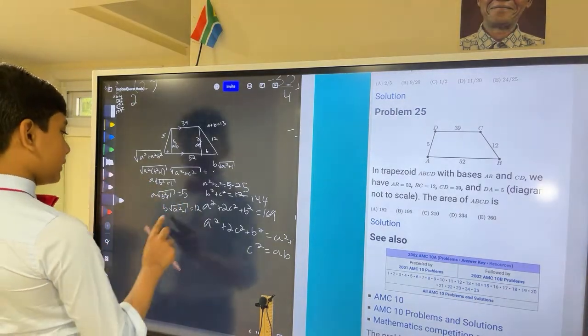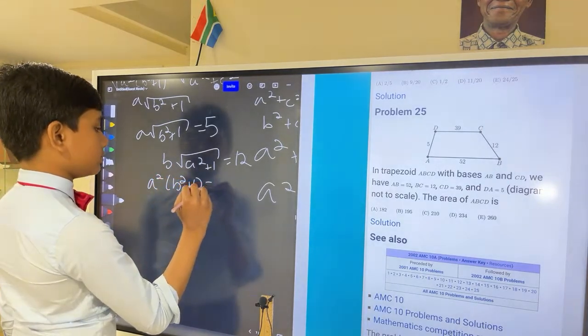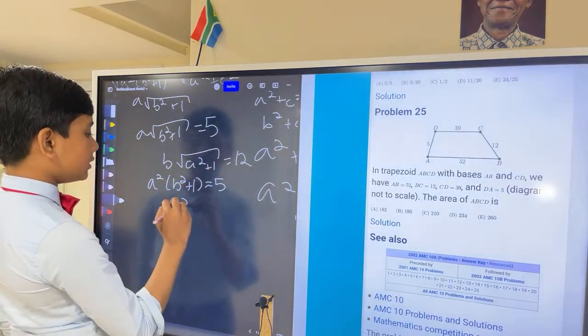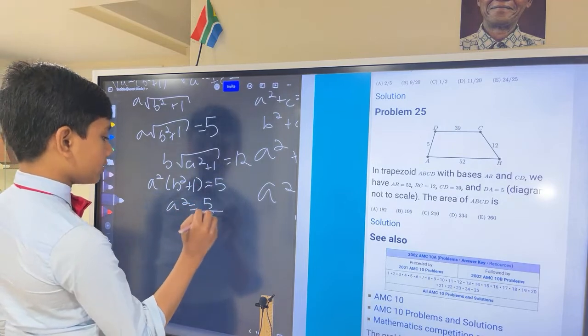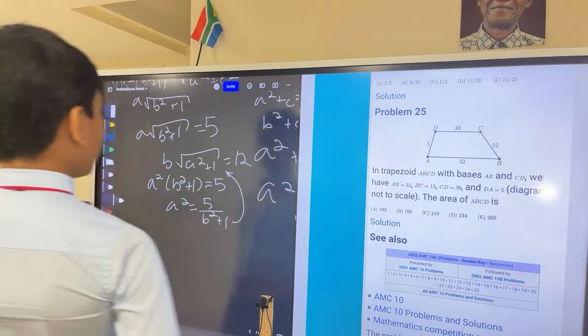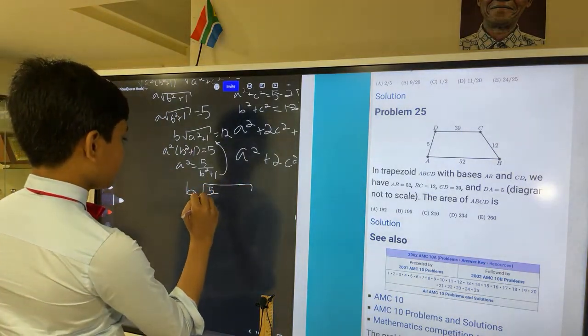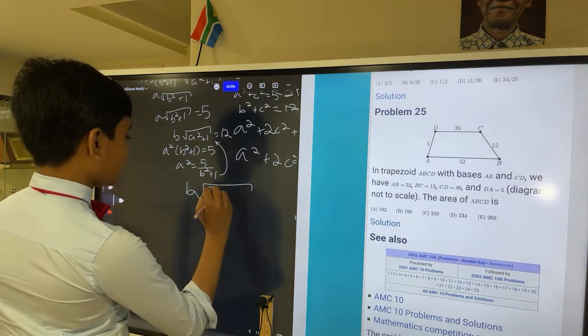Now there is a plentiful of things I could do here. A squared times B squared plus 1 equals 25. A squared is 25 over B squared plus 1. Now my temptation is to plug it in here, but I'm not Wolfram Alpha. So I don't think I could solve that. Nevertheless, let's try it.